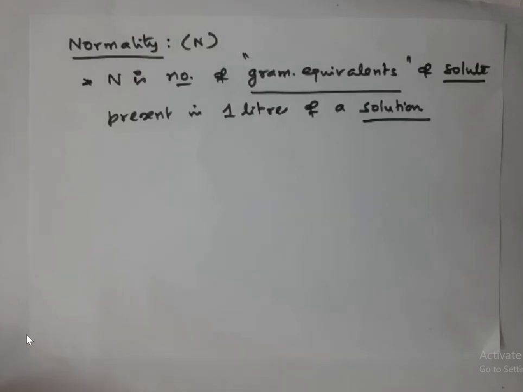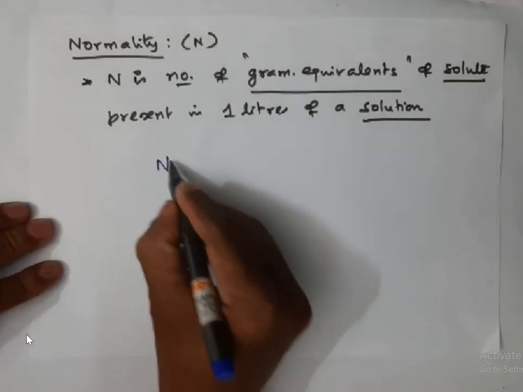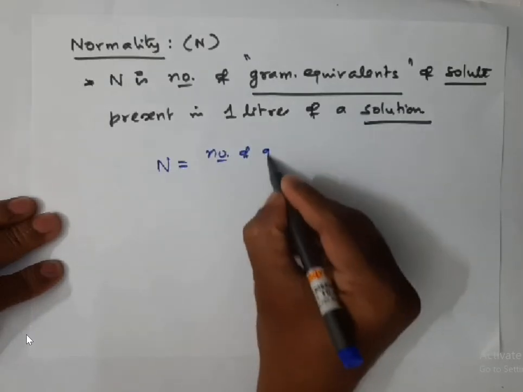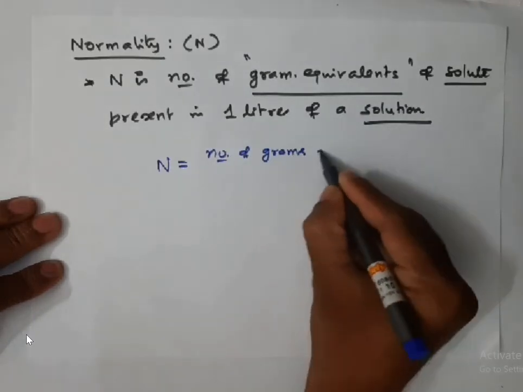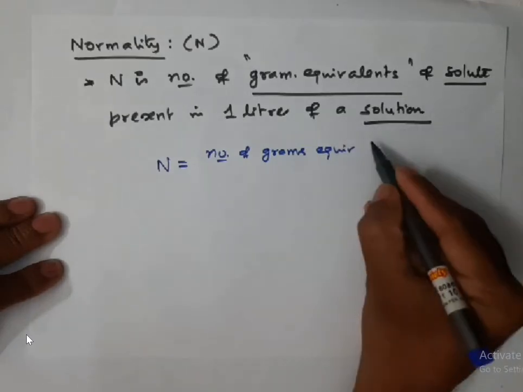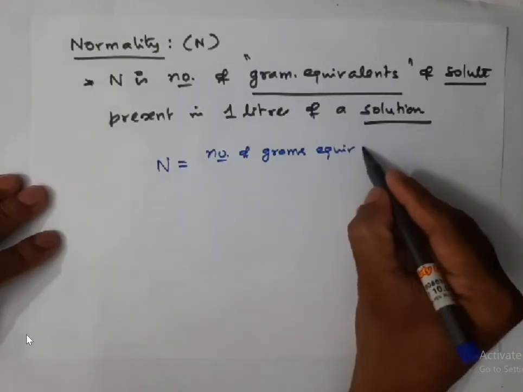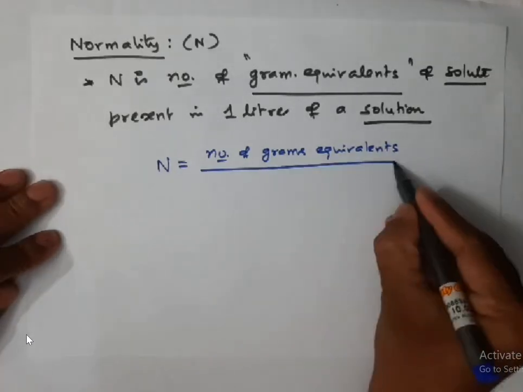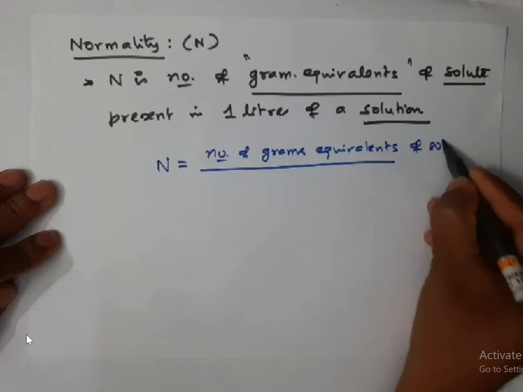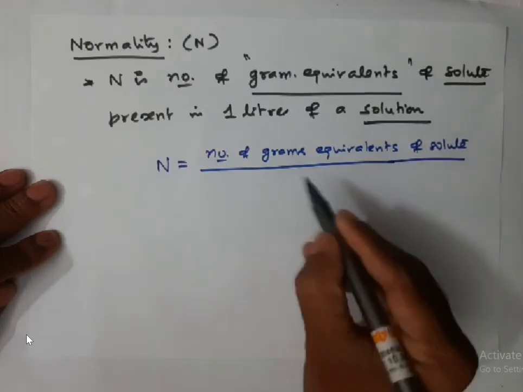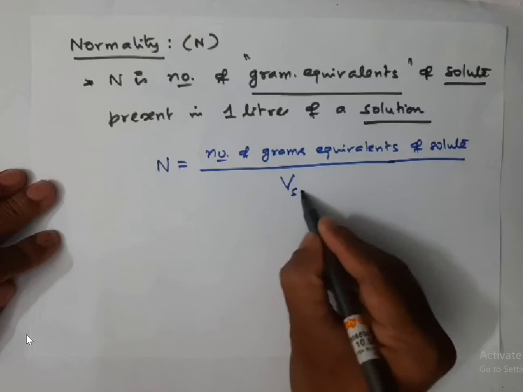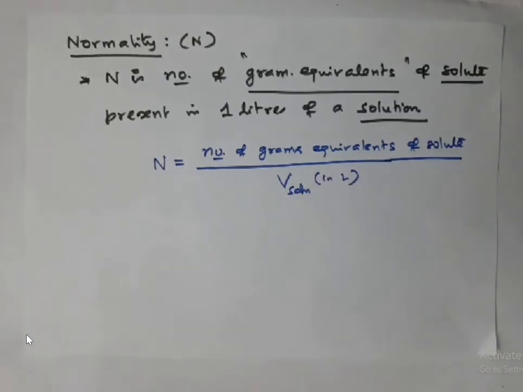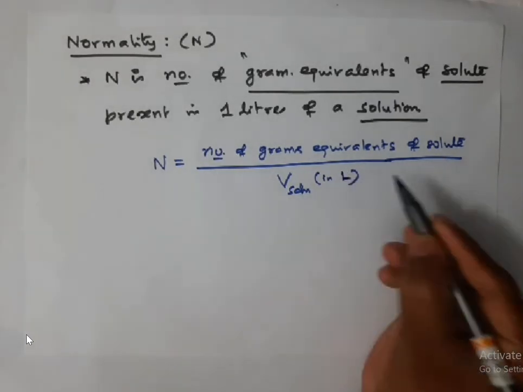Mathematically you can write normality equal to number of gram equivalents, or you can even write simply equivalents, number of gram equivalents of solute divided by volume of the solution in liter.